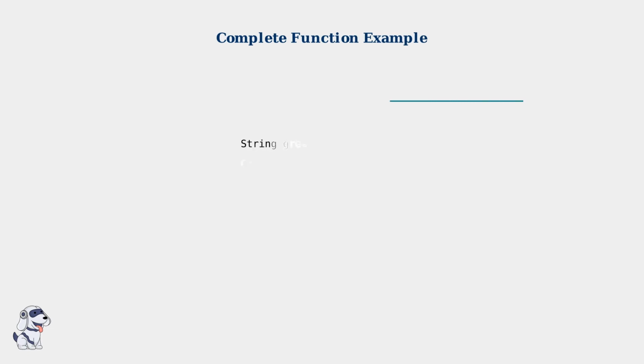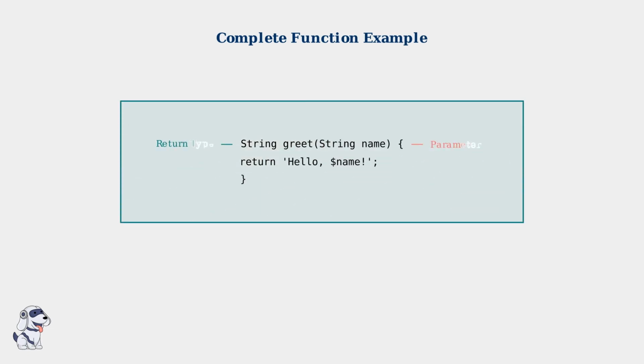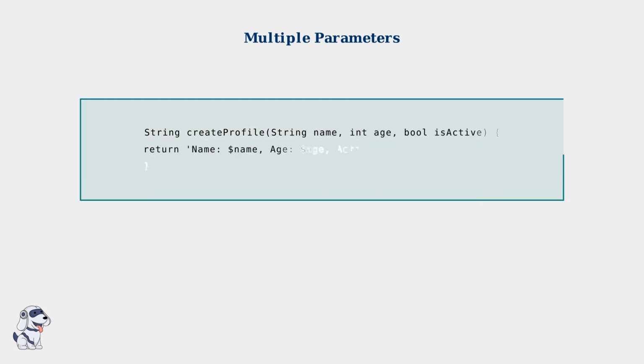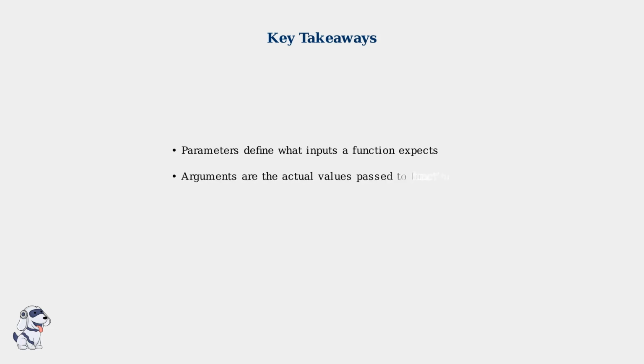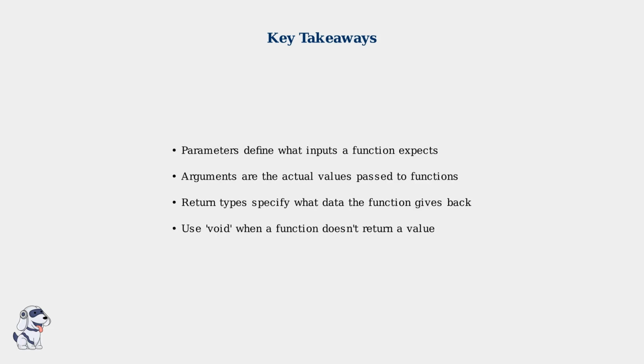Let's see a complete example. This greet function takes a string parameter called name and returns a string. The function uses string interpolation to create a personalized greeting message. Functions can have multiple parameters of different types. Each parameter must specify its type, and when calling the function, you must provide arguments in the correct order and of the correct types. Understanding parameters and return types is essential for creating reusable type-safe functions in Dart. Always specify the correct types for your parameters and return values to catch errors early and make your code more maintainable.